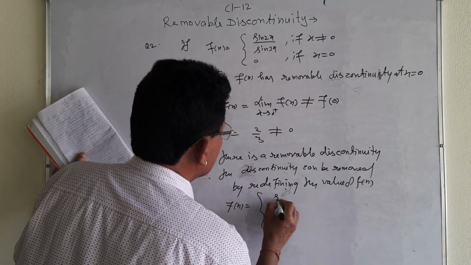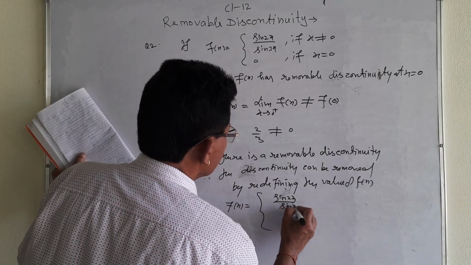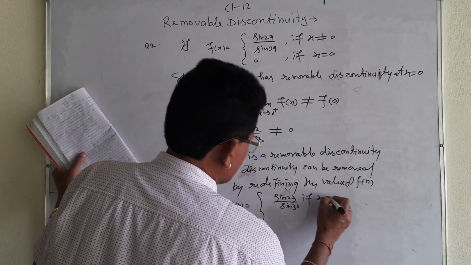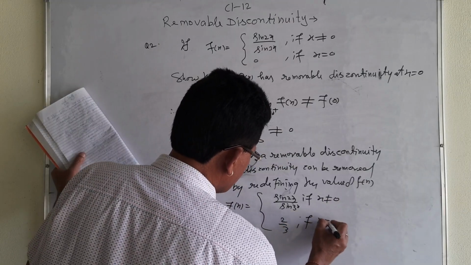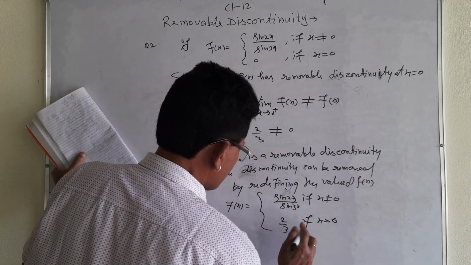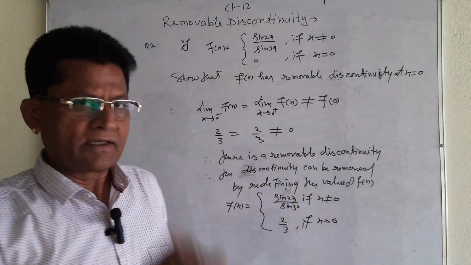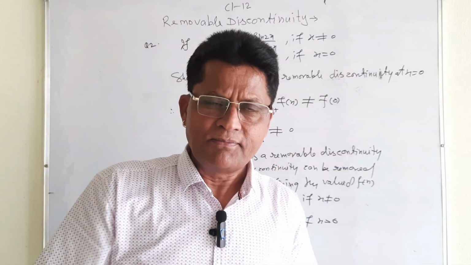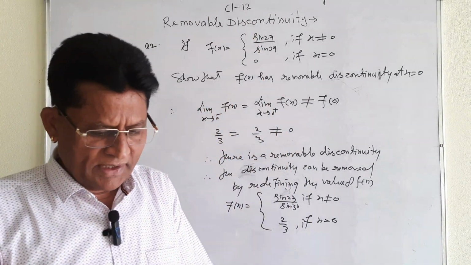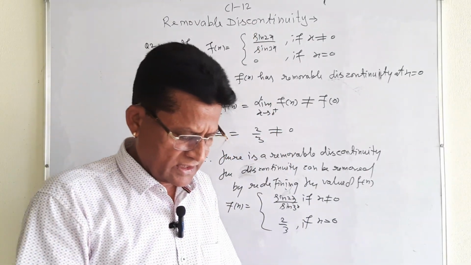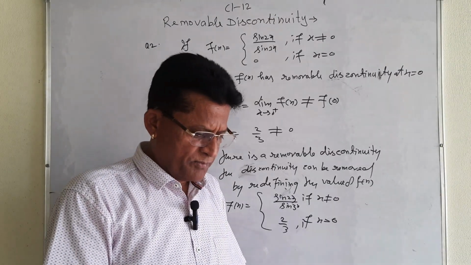sin 2x upon sin 3x if x does not equal 0. And what should this be? It will be equal to 2 by 3 instead of 0. The function will become continuous. Most important question related with the removable discontinuity, my dear student, I have discussed with you. Now I will tell you some more questions which are very, very important for you.